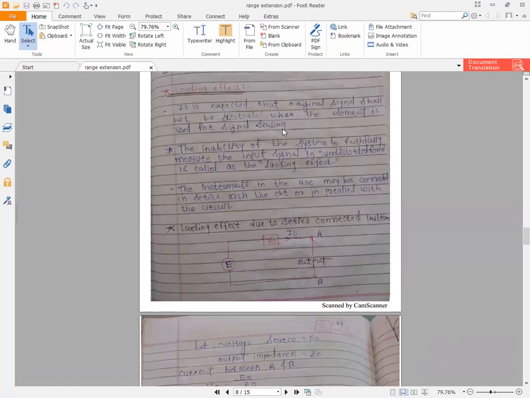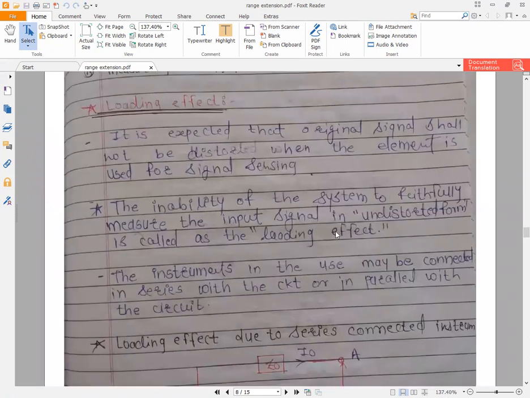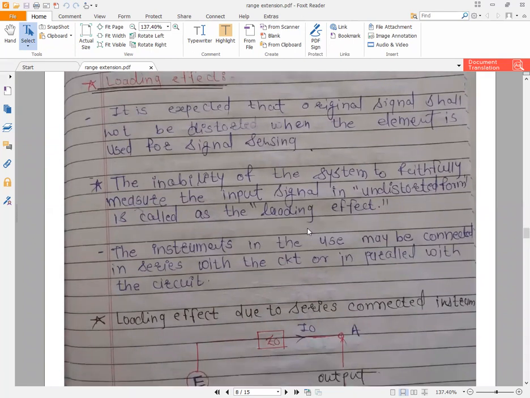The inability of the system to faithfully measure the input signal in undistorted form is called the loading effect. Without any distortions, our system should measure the input signals. That is called the loading effect.